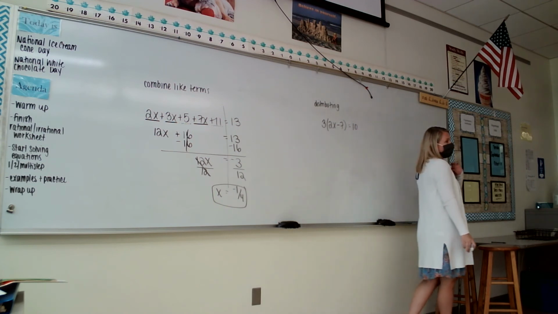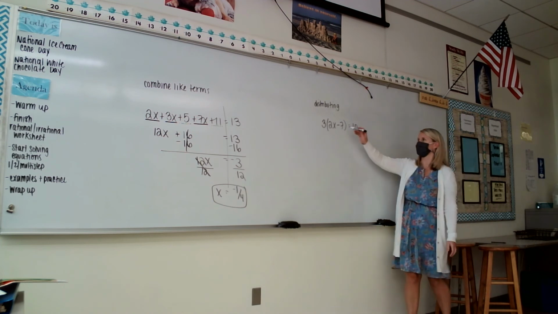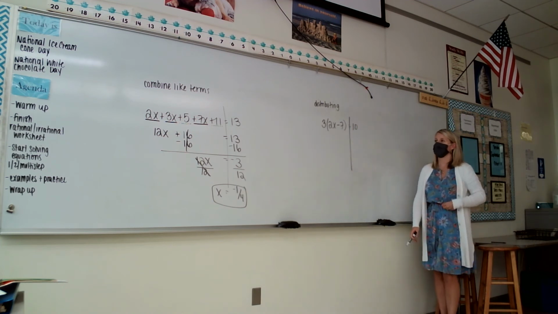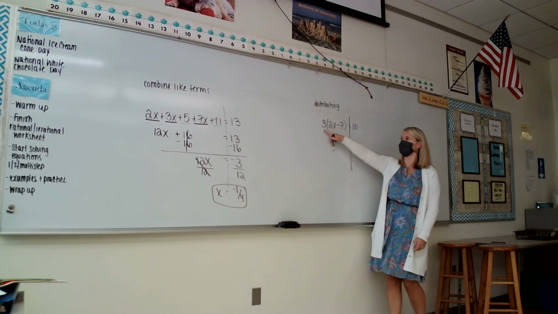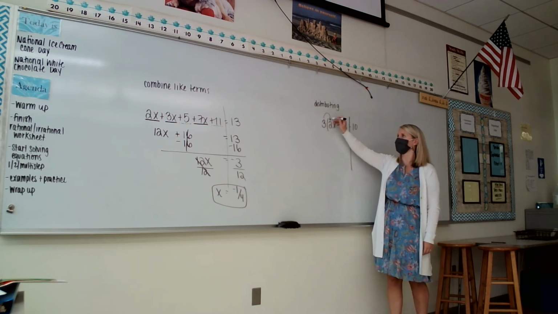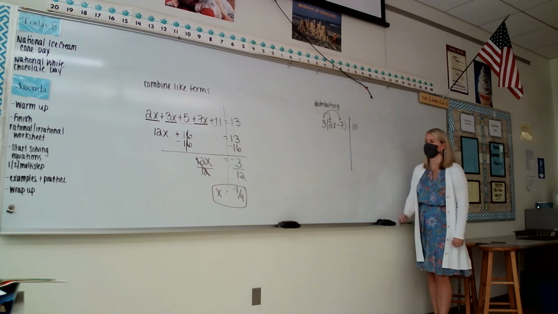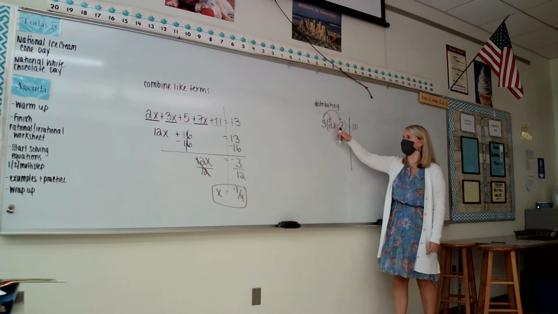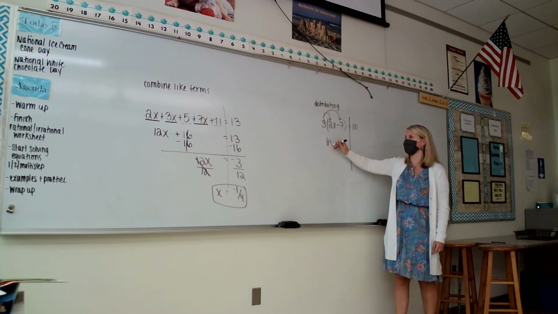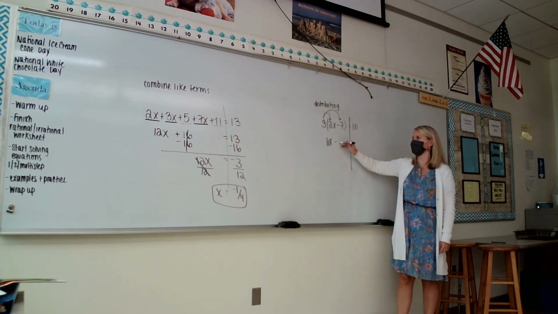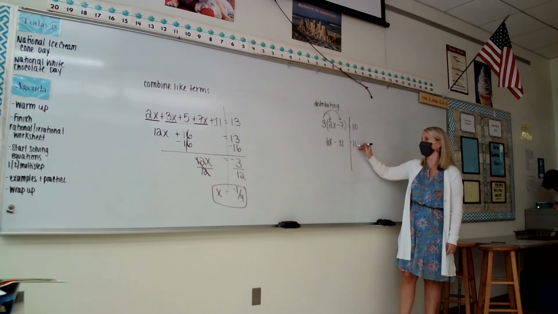So you distribute when you see a set of parentheses. Once again, I'm kind of a visual person, so I would just draw that line. When I see that parentheses, I'm going to take what's on the outside and distribute it in. So everything on the inside gets multiplied by 3. If I were doing that distributing step, I would get 6x. Once again, don't lose signs. That will give me -21.